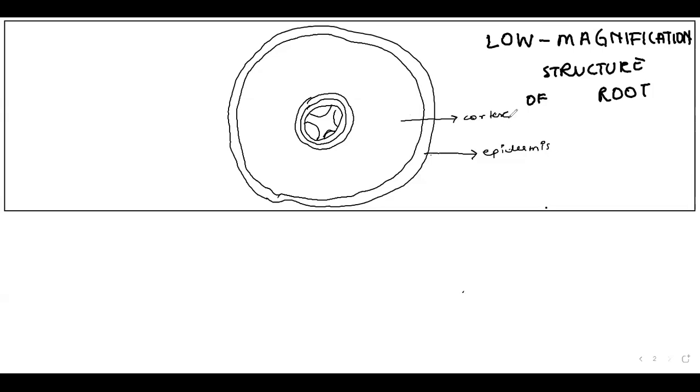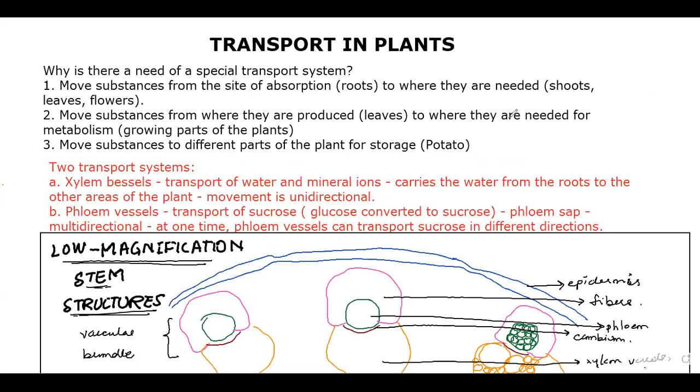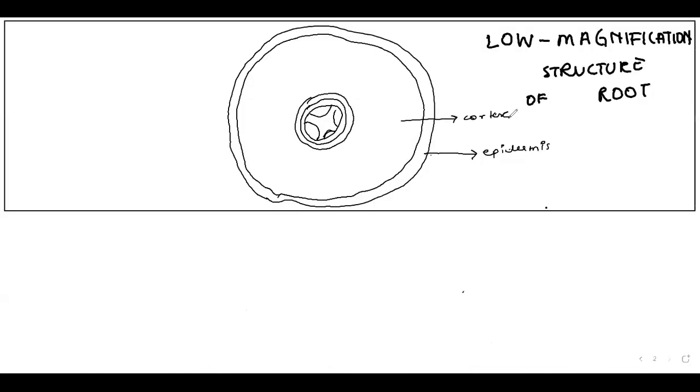Then, inside the cortex, the vascular bundle is towards the center of the root. Remember, this was a difference we studied in IGCSE as well: in the stem, the vascular bundles are arranged towards the outside, while in the root, the vascular bundles are arranged towards the middle. So this outermost layer is known as the endodermis, which I will teach you about in just a minute.